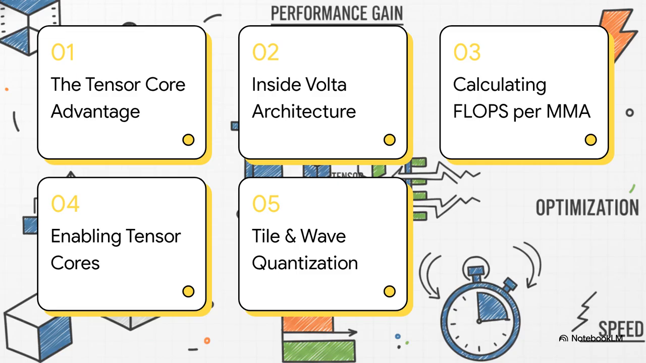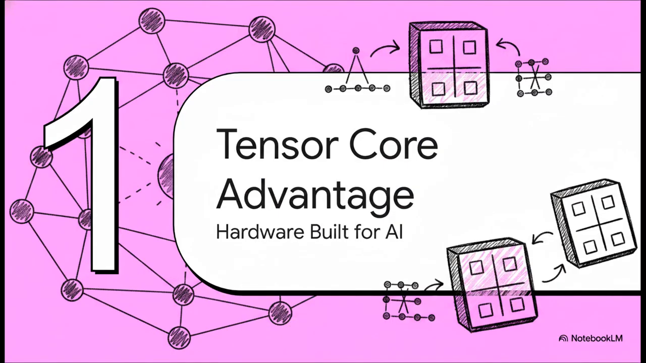Here's our roadmap for today. We'll start with the Tensor Core advantage, take a peek inside the Volta microarchitecture, calculate flops per MMA, look at how to enable these cores properly, and finally, master tile and wave quantization. First up, Section 1, the Tensor Core Advantage.